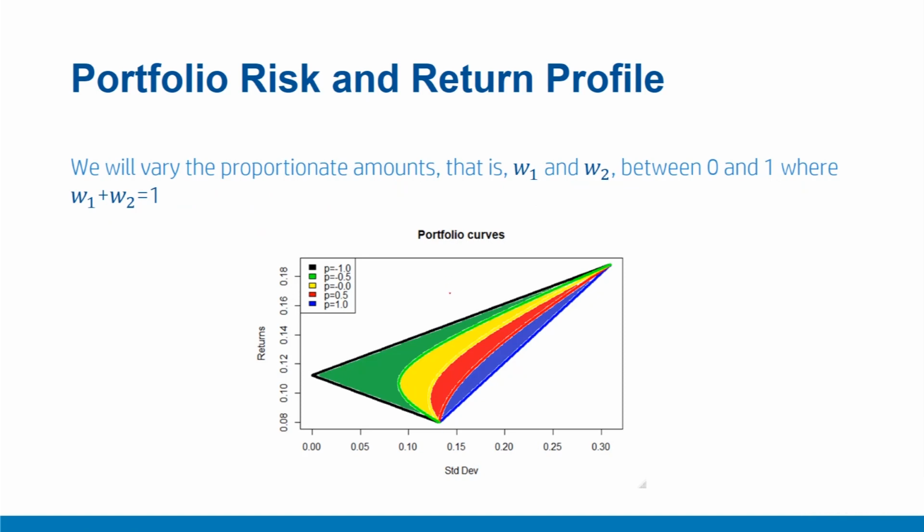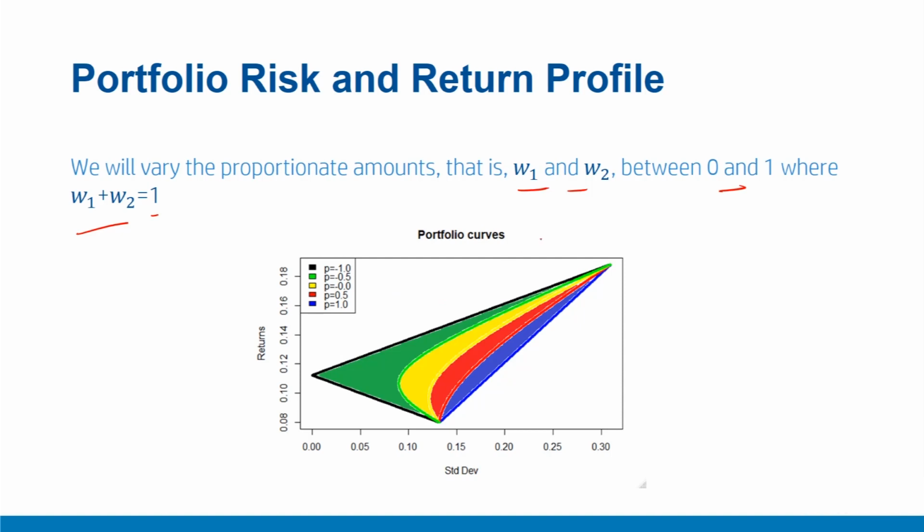Here, each curve with a given color indicates all the possible combinations of investment in either of these securities, from W1 equal to 0 to W1 equal to 1, where W1 plus W2 equal to 1. Each possibility is a point here. So basically we are varying the proportionate amounts, that is W1 and W2, between 0 and 1, and ensuring that the W1 plus W2 equal to 1 constraint is followed.